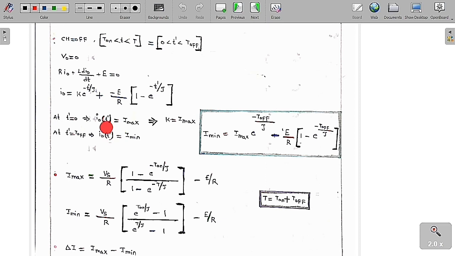So therefore I naught of 0 is equal to I max. If you substitute in this expression t dash is equal to 0, we are going to get I naught is equal to I max. So if you substitute, we are going to get K is equal to I max.